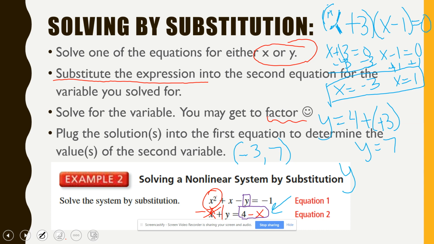Then I have to plug in my x is 1. So y is equal to 4 minus 1, and 4 minus 1 is 3. So my second solution is 1, 3. These two are the solutions to my system.